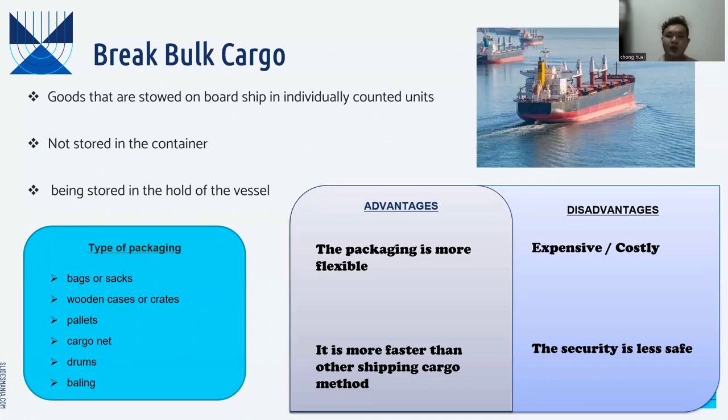Next, the pallet. For example, bricks or cement can be packed in the pallet. Then the cargo nets are also one of the types of packaging. For example, goods that can be packed using the cargo nets are luggage and sports equipment like bicycles and also kayaks. Next, following is the drum. Goods such as petroleum products, industrial chemical substances, and also food grade liquid can be stored using drums. Lastly is baling. Baling is a process of packaging material into dense, tightly bound units called bales. For example, items that can be baled are cardboard, paper, plastic, and also tire belts.